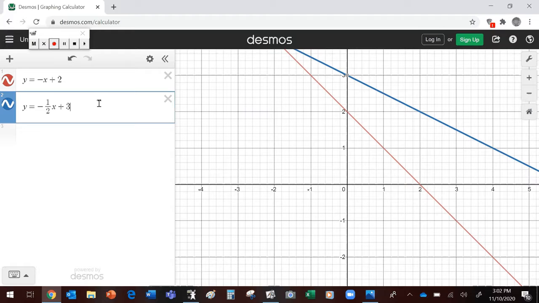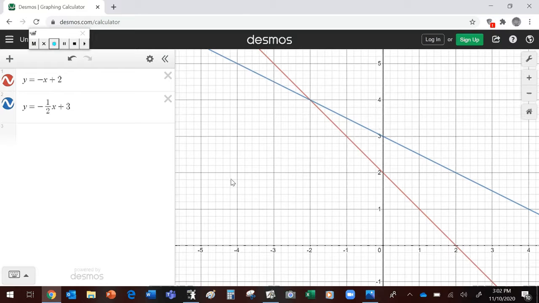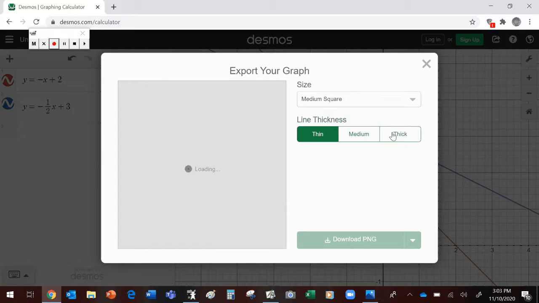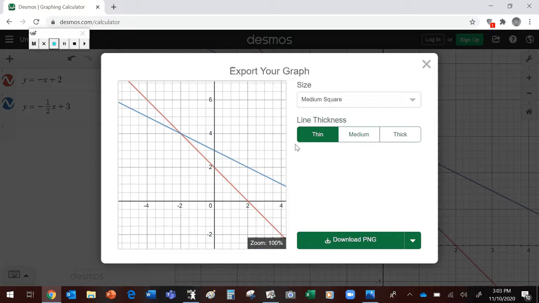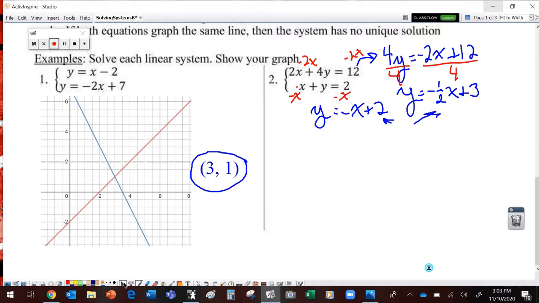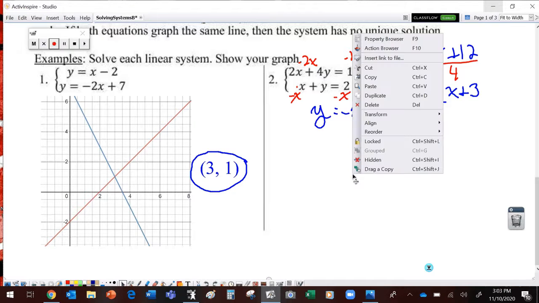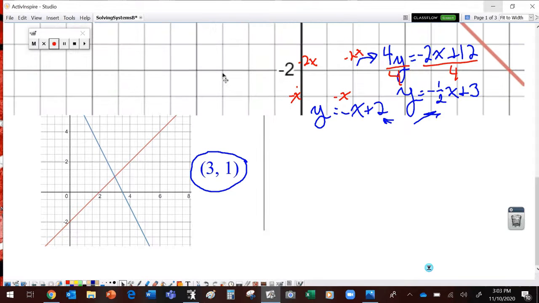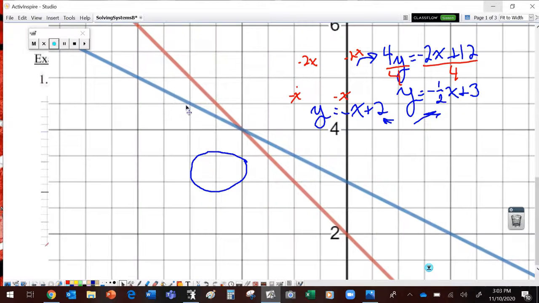Okay, and we look at those two graphs, or we look at those two lines, and we look for the point where those two intersect, and we come right up here, and we see that they intersect at the point negative 2, 4. Okay, so we'll get a copy of this picture, so we'll share, export the image, and we will right-click, copy image, come back here, right-click, paste.